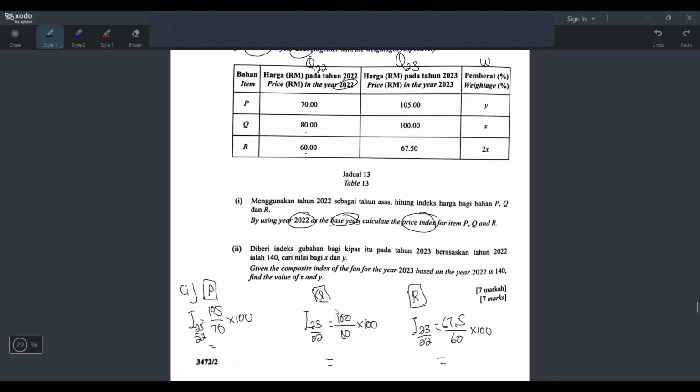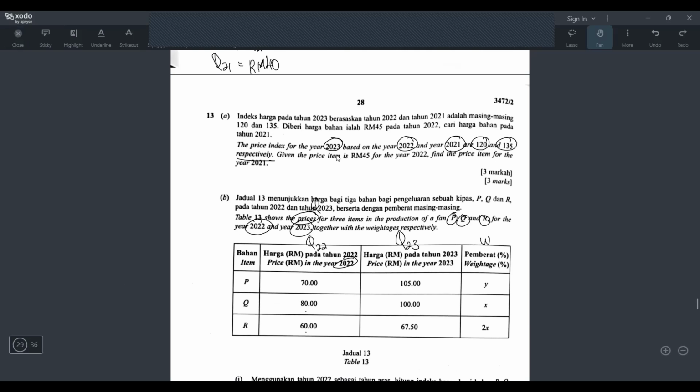Okay, time to press the calculator. Let's go. 105 times 100 divide 70, 150. And then this one, 100 times 100 divide 80, 125. Last one, 67.5 times 100 divide 60. All right, 112.5. Oh, same as the one above just now.